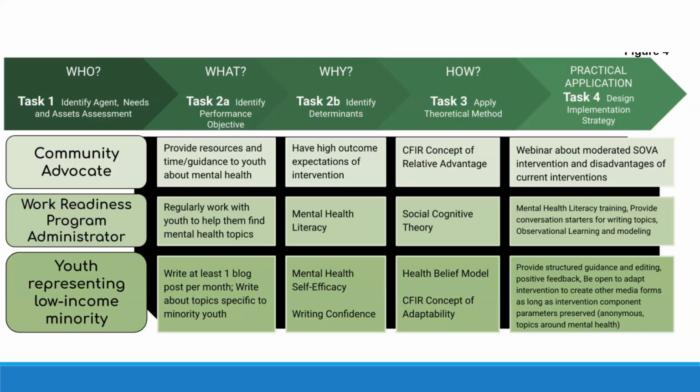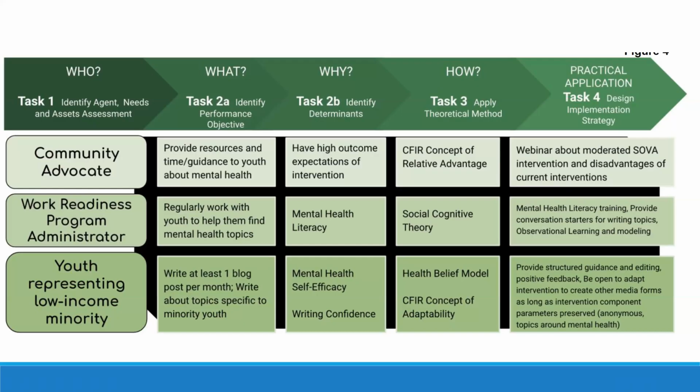Okay, so then we know what we want people to do. And then the second task, this 2B, is identifying determinants, the why. Why would they do it? Okay, so why would community give resources to youth and talk to them about mental health? Well, maybe it's because they think that this is going to work. They have high outcome expectations of the intervention.